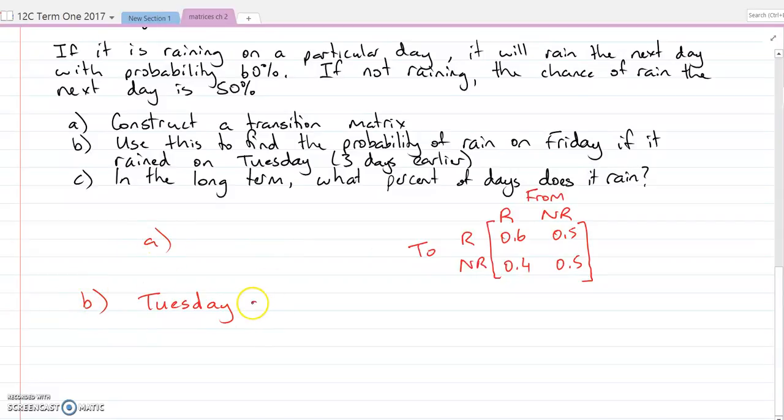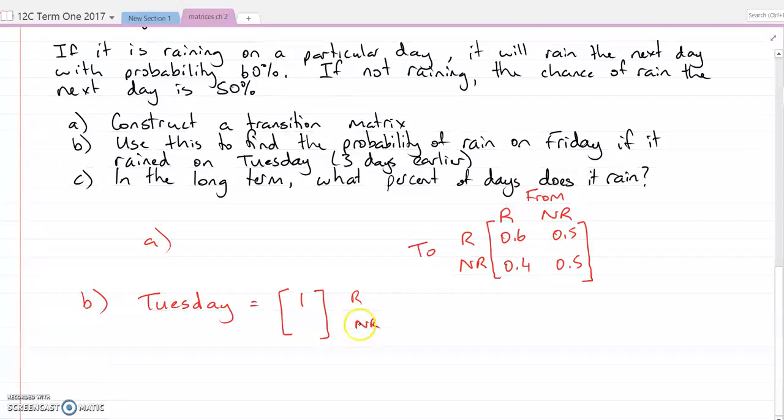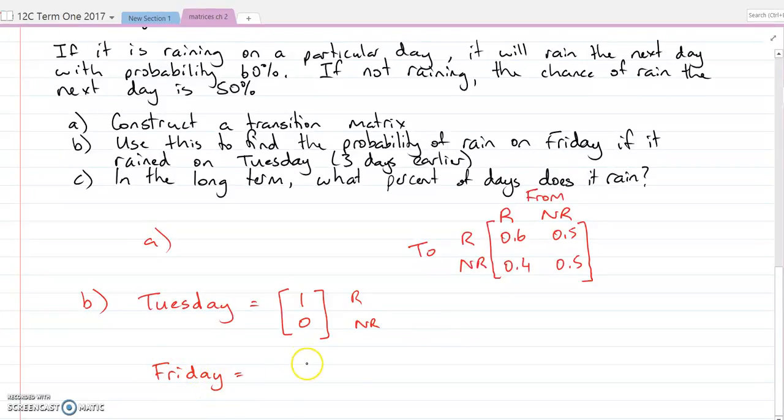Now B. Tuesday, we've got to put 2 numbers in here. Okay, so it's definitely raining on Tuesday, so what's the probability that it's raining on Tuesday? 100%. Okay, because these have to match these columns here, the rain and no rain. So rain, 100%, no rain, 0%. And 3 days later, so we've got to times by our transition matrix 3 times. So Friday is going to be 0.6, 0.5, 0.4, 0.5 to the power of 3 times 1, 0.